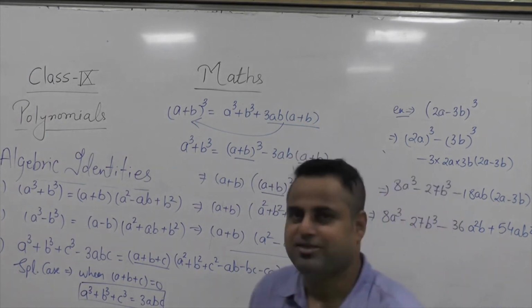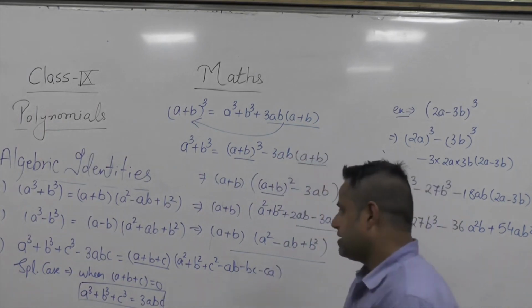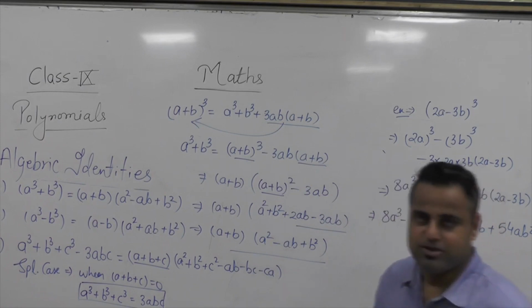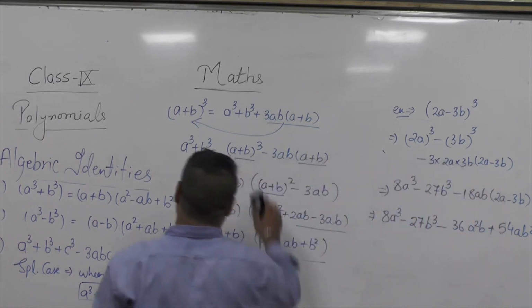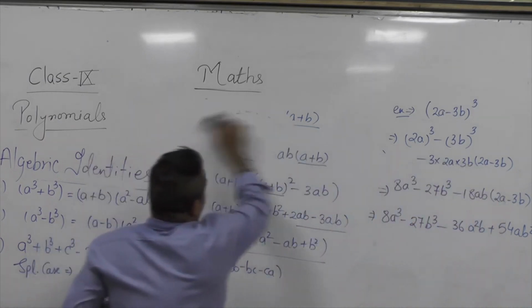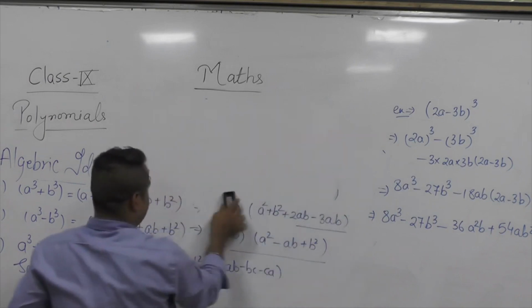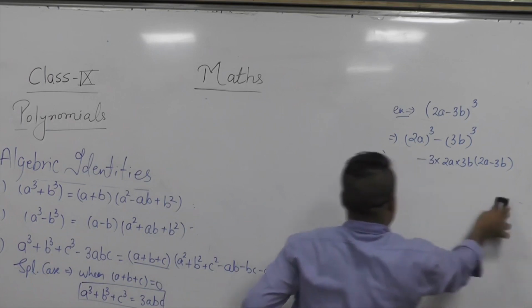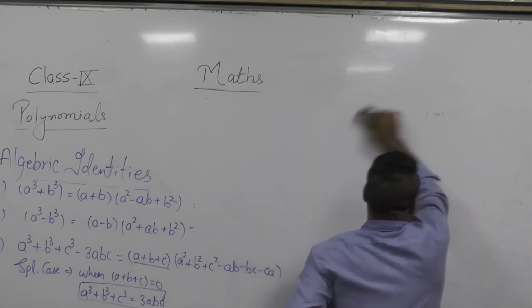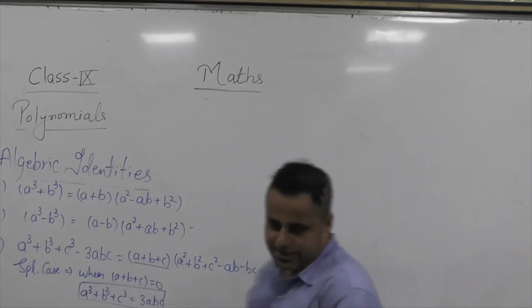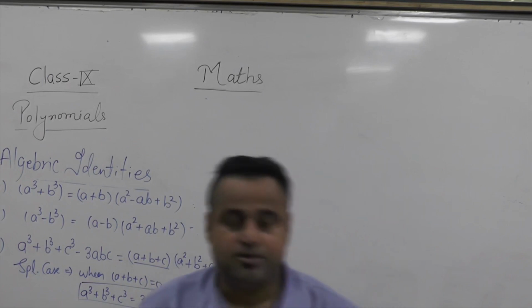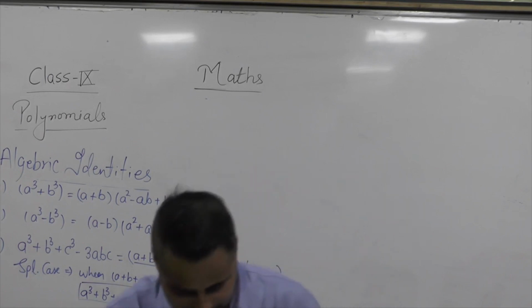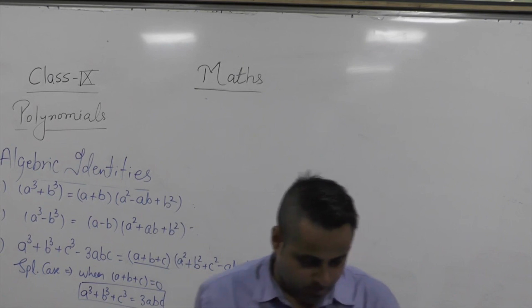It's very simple to understand, and it's very important also. It will be asked in the examination one year or the other. So now we are taking one example for each identity. First we are taking the example for the first identity, a cube plus b cube.